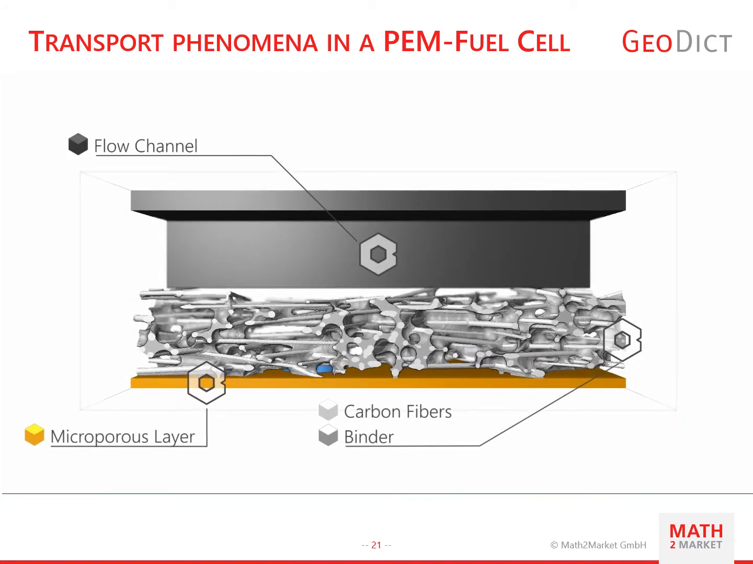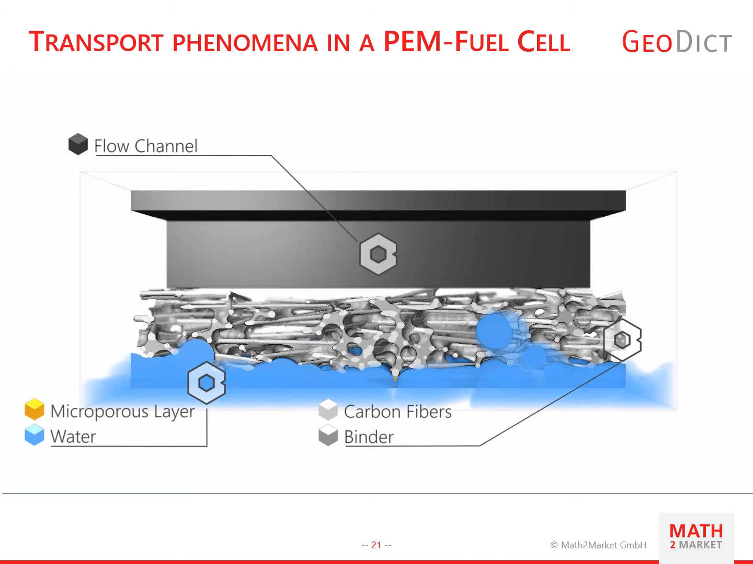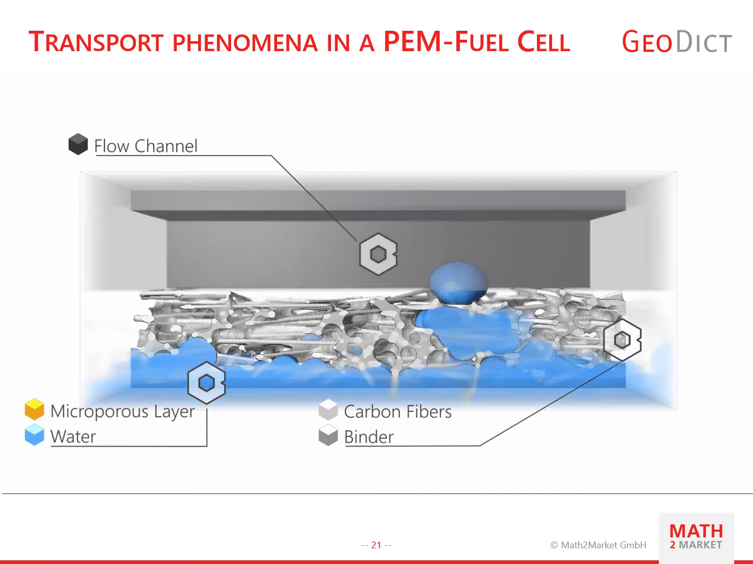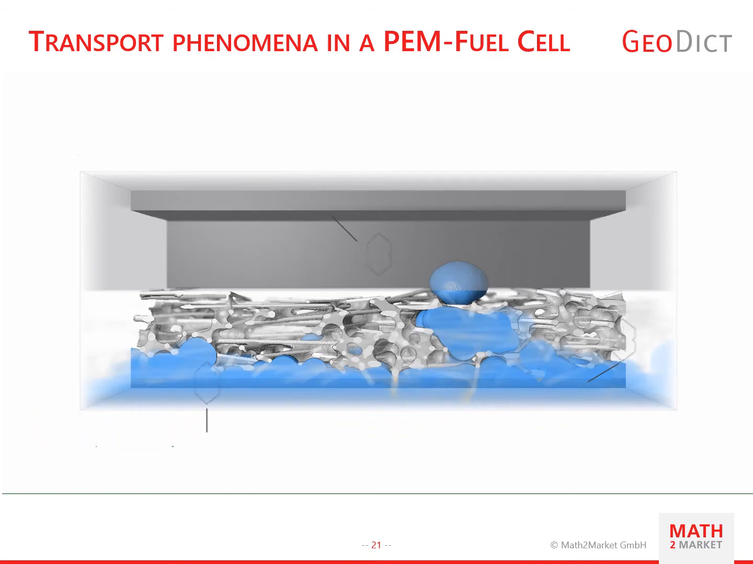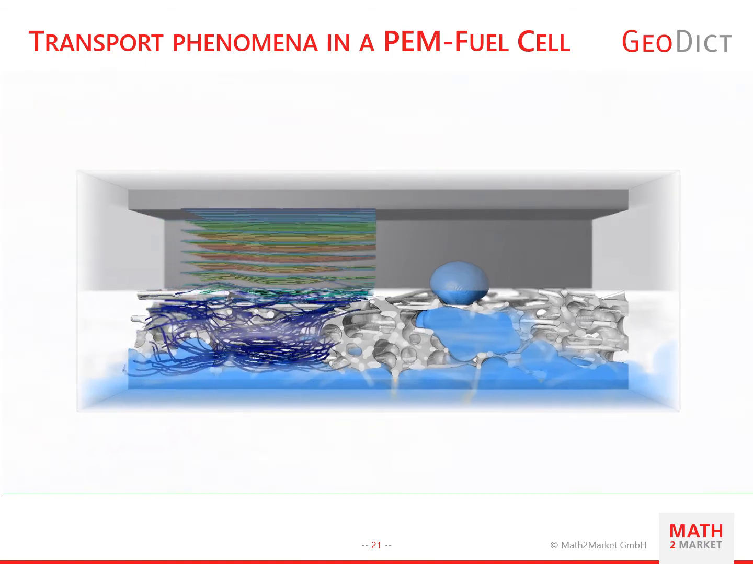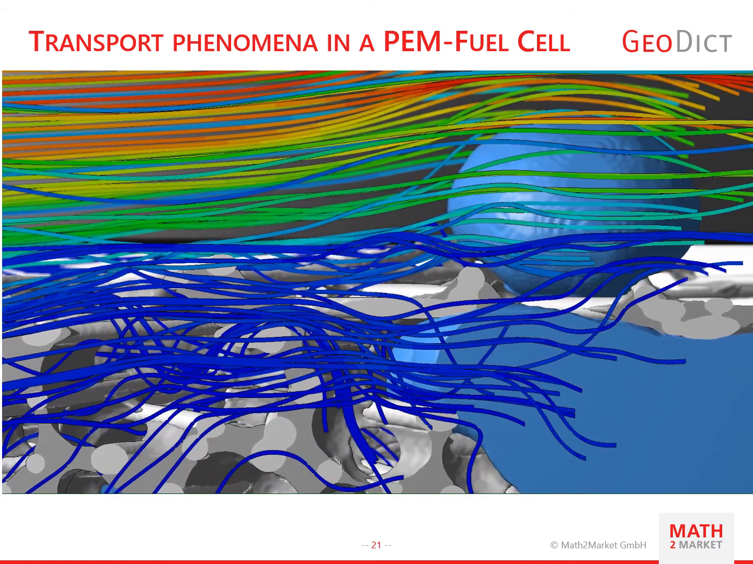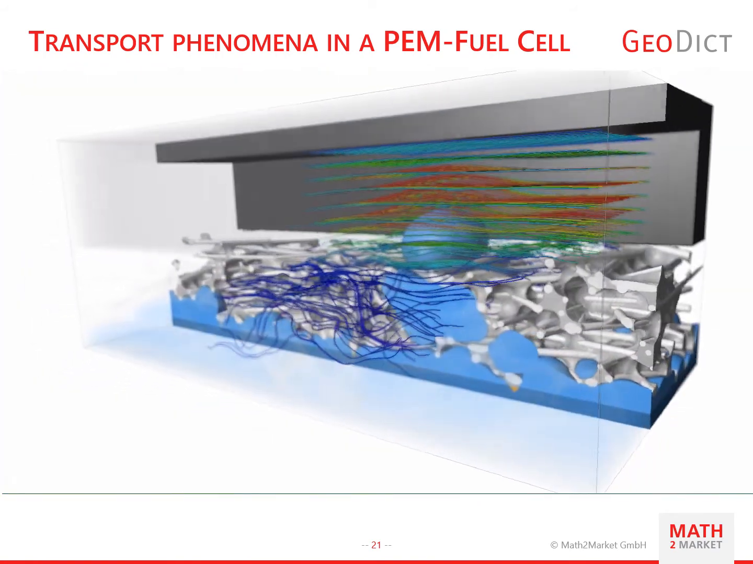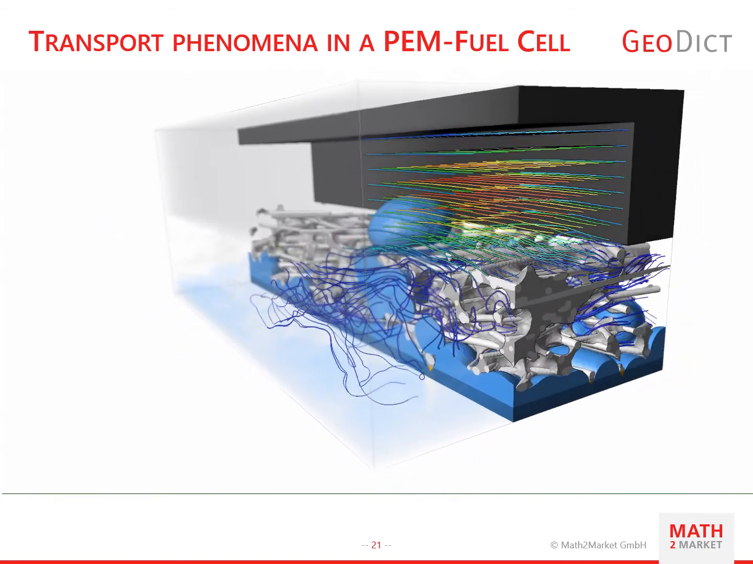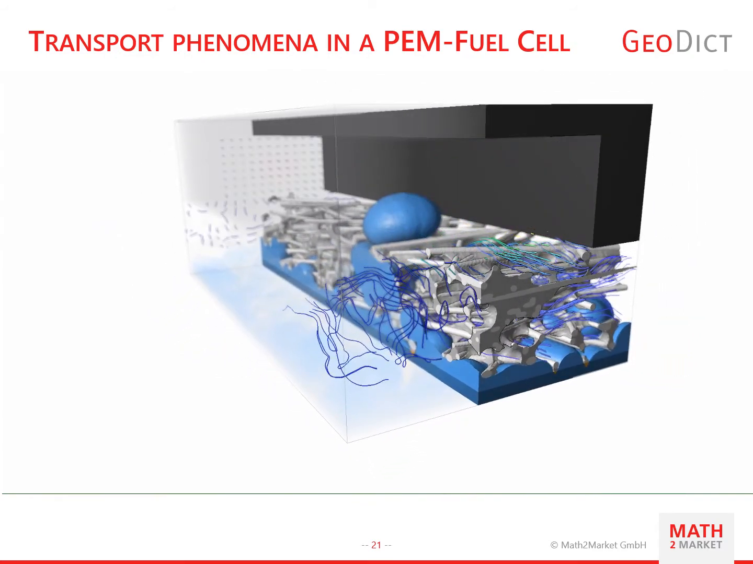Concluding, you can say that you can address all the most important transport phenomena in a PEM fuel cell, starting from the water production in the GDL and the saturation of the GDL, over the flow flowing through the gas channel, and also the influence of the water saturation on that flow, resulting in reduced permeability of the structure.